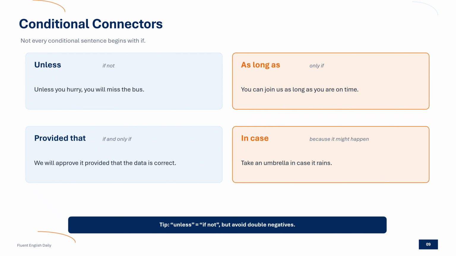We also use as long as to mean that something is possible only under a particular condition. For example, you can join us as long as you are on time. Provided that introduces a strict condition. For example, we will approve it provided that the data is correct. Finally, in case means that we do something because a particular event might happen. For example, take an umbrella in case it rains. These connectors make conditional sentences more varied and precise.